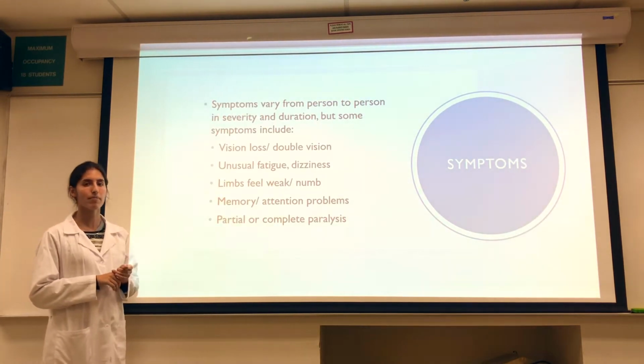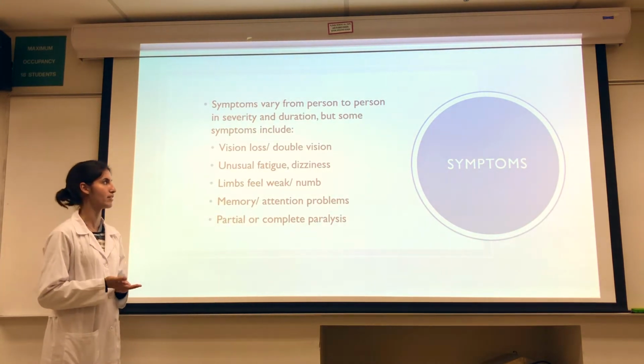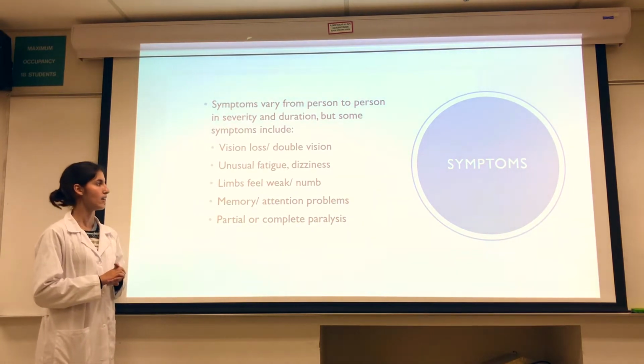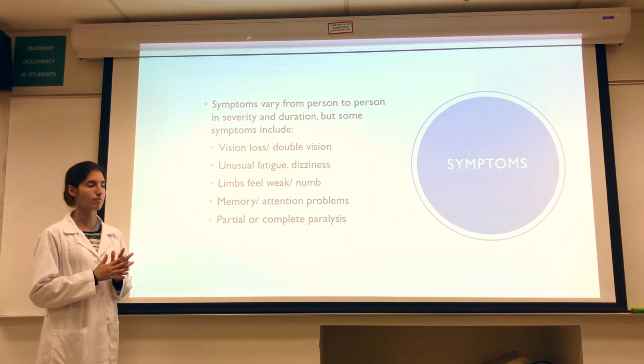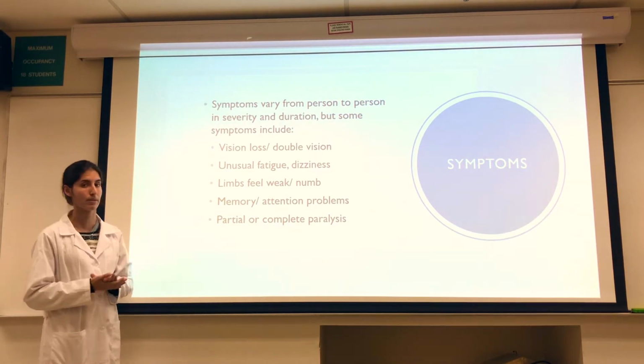The symptoms of MS vary from person to person as well as in duration and severity, but some common ones include vision loss, unusual fatigue, numb limbs, memory loss and attention problems, as well as even partial or complete paralysis.